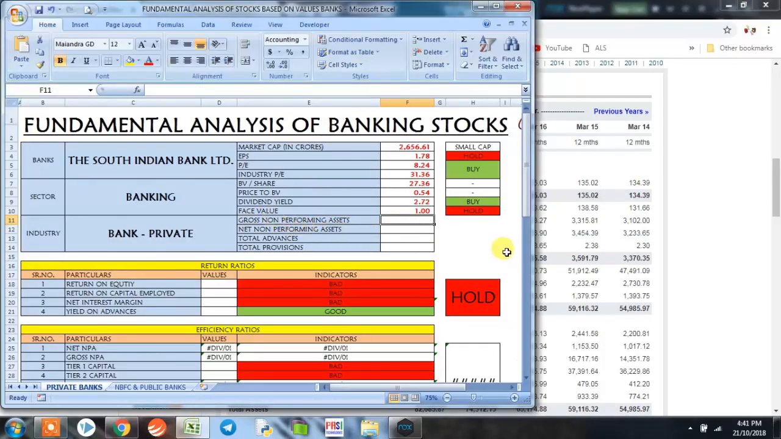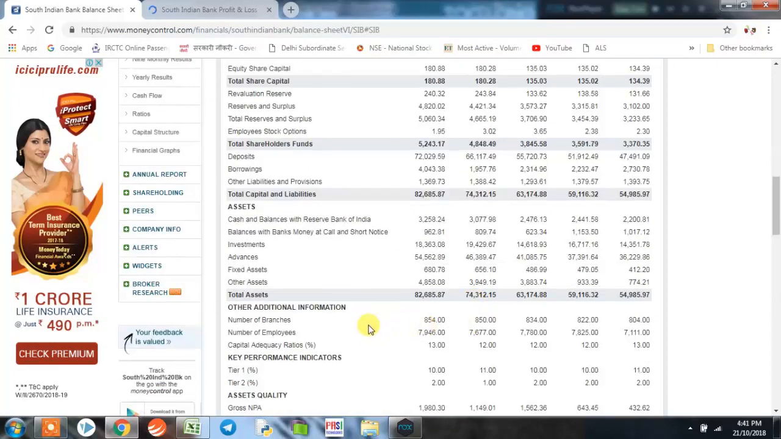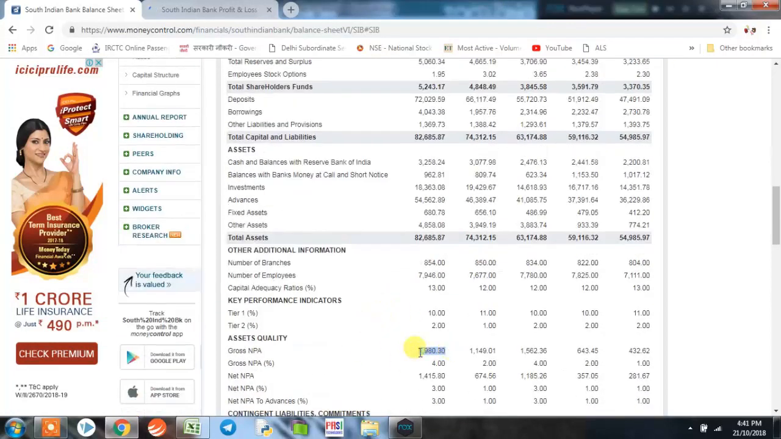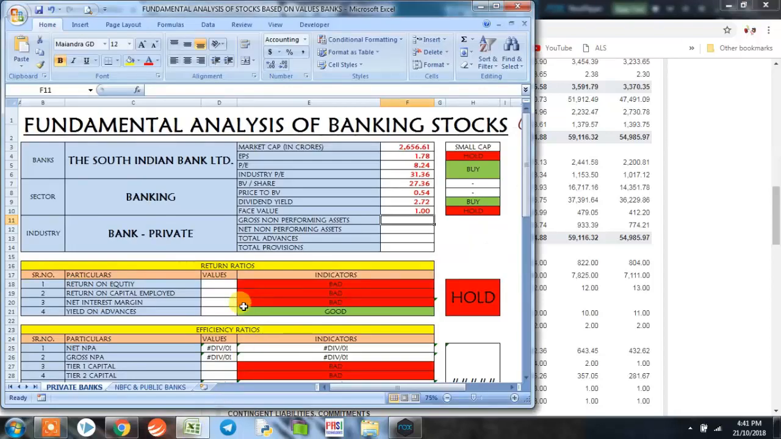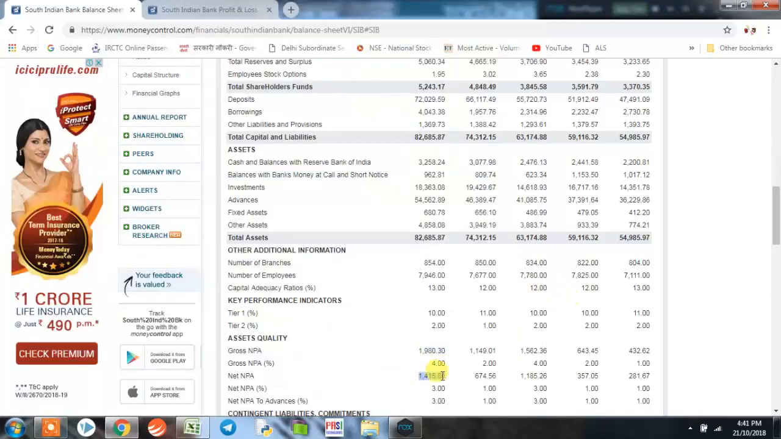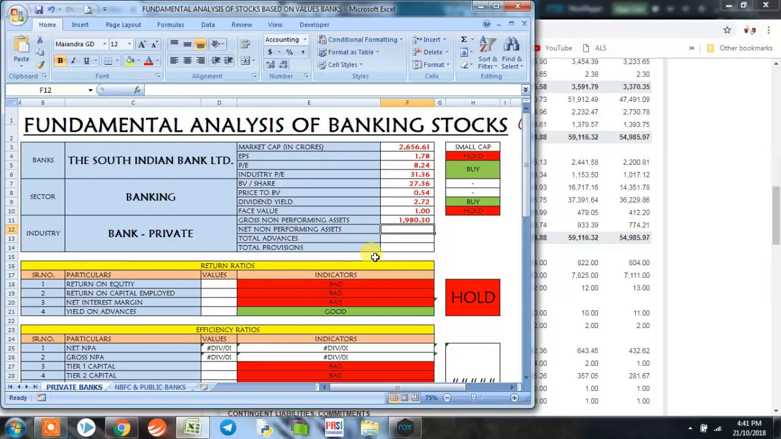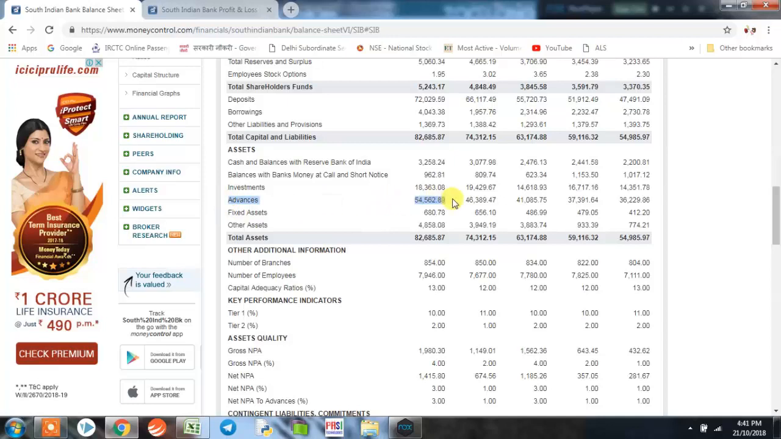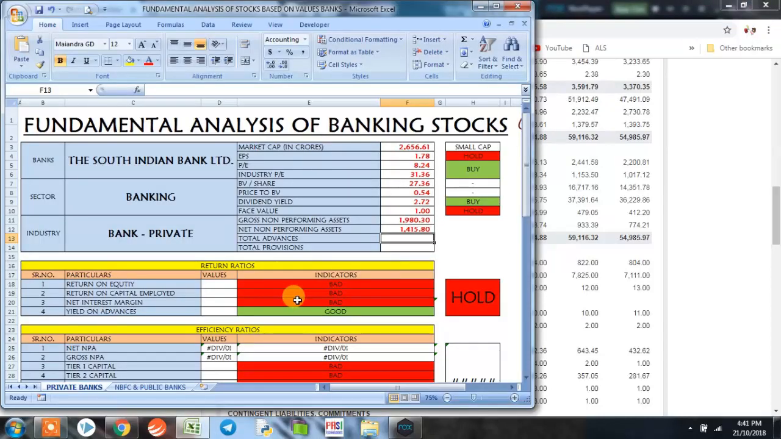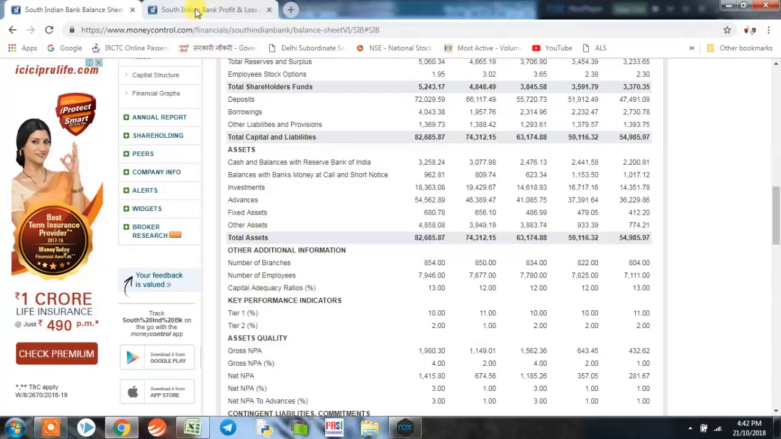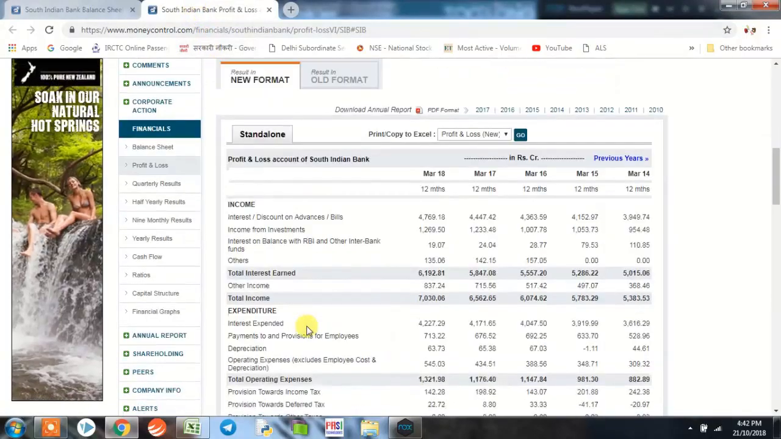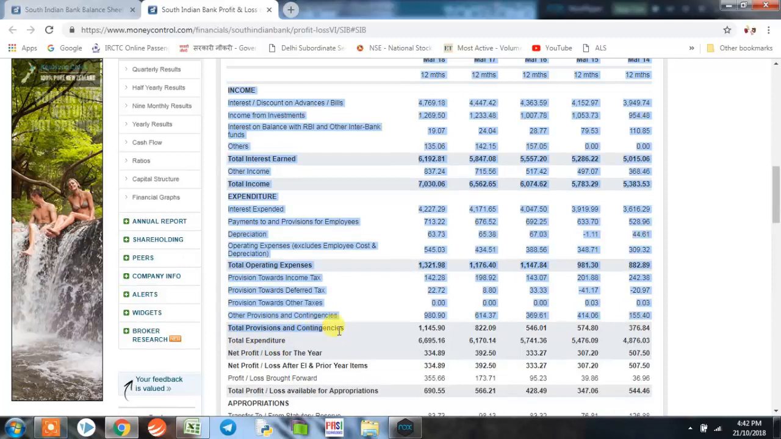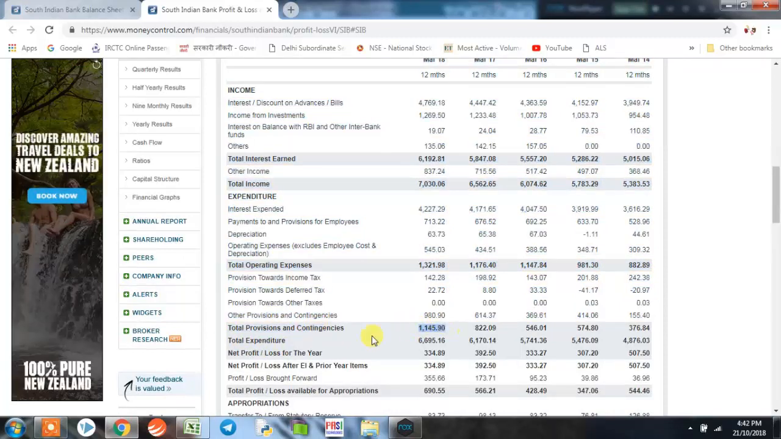The parameter gross NPA is 1980.30 crores. Net NPA is 1415.80. The total advances is 54562.89, and total provisions, which is available in the profit and loss statement. The total provisions is 1145.90.